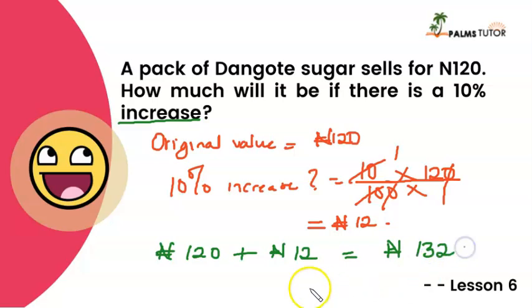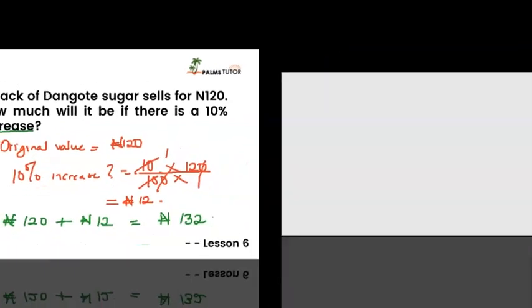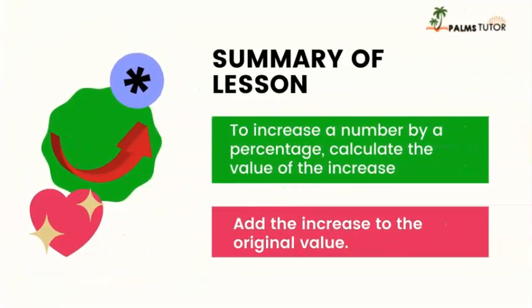And that means now a pack of Dangote sugar sells for 132 naira. So when we are increasing a number by a percentage, we first calculate the value of that increase, then we add the increase to the original value. That's how to increase a number by a percentage.